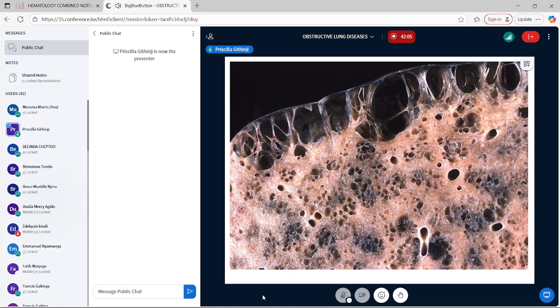Then grossly, you can see you have these spaces, and it appears like you have cysts within the lungs. Yeah, this is likely a patient with cystic changes.